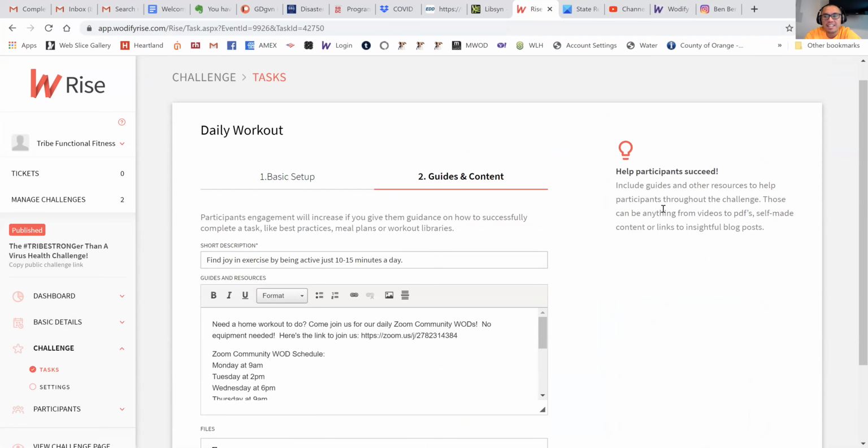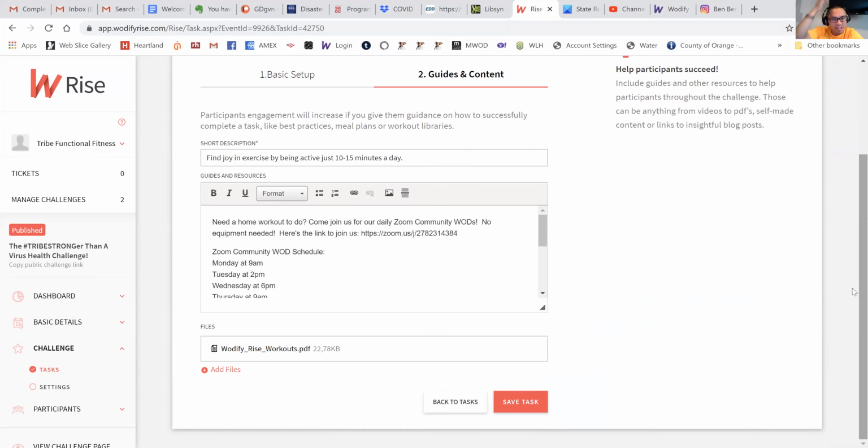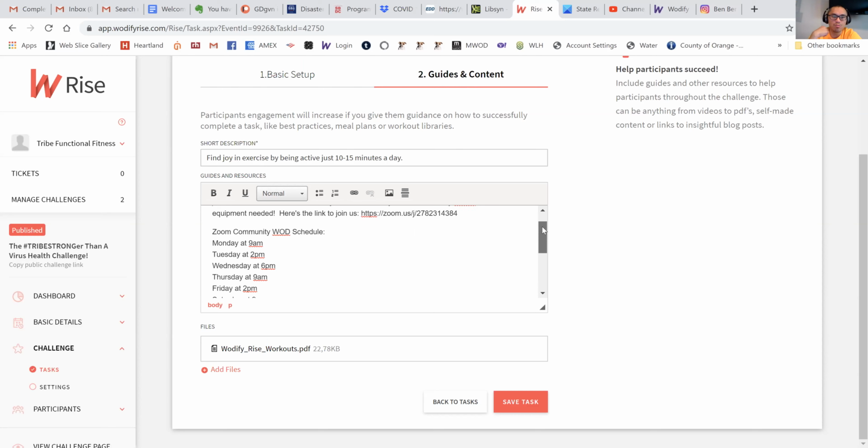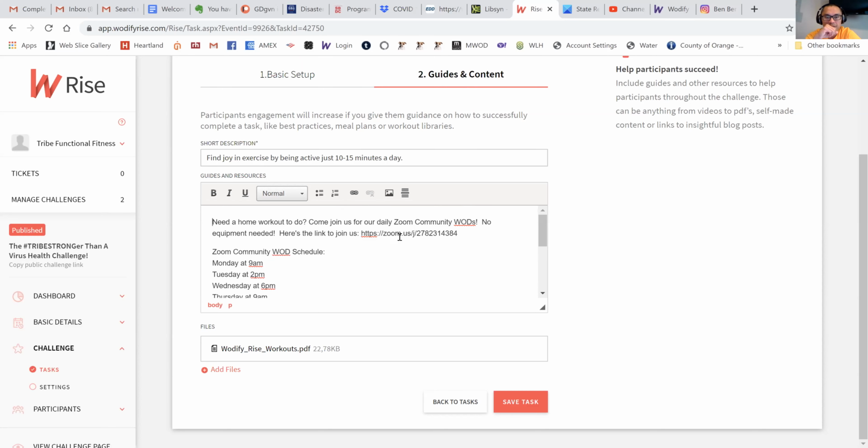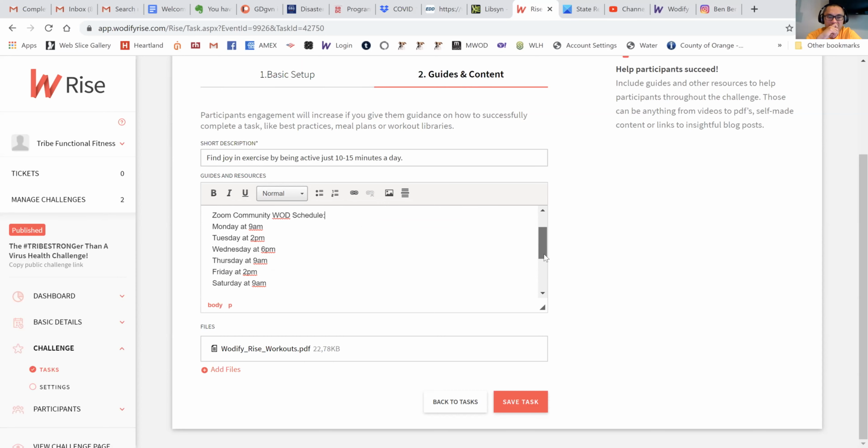If you go to the guides and content section on the app, the very right tab, which looks like a person with a circle for a head, you'll be able to click on each of those tasks. If you click on the daily workout one, there's a guides and attachments section that gives you options on what you could do. We are hosting our daily ZoomWODs, and you can find the schedule and the link right here. You should have the link because you're on this right now.